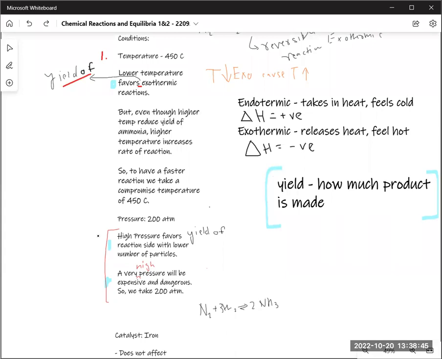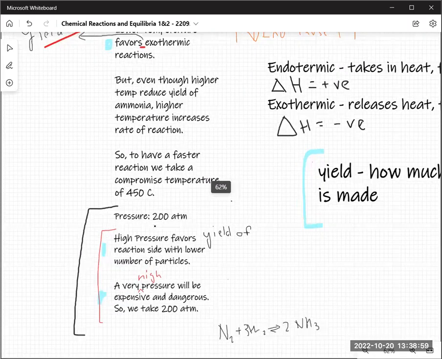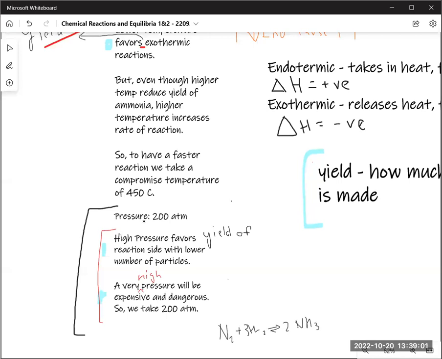Now, I want you to stop for a second, put your pens down, and Anna, start reading from pressure. The rest of you focus on the whiteboard. Pressure, 200 atm. High pressure favors yield of reaction side with lower number of particles. A very high pressure will be expensive and dangerous. So we take 200 atm.